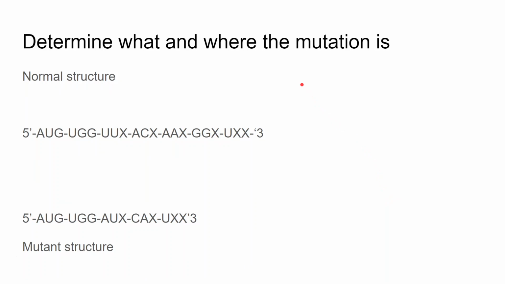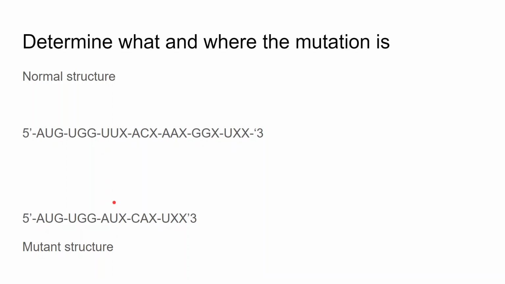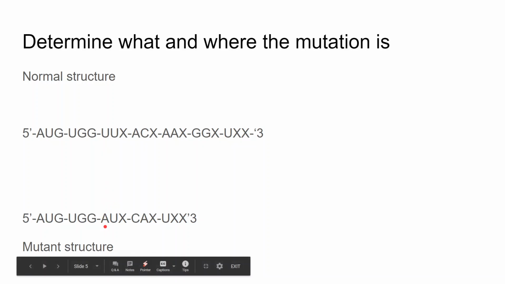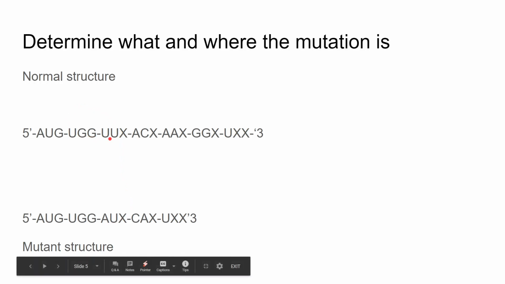Next, we need to determine what and where the mutation occurs. In the normal structure, we have AUG and UGG, which also occur in the mutant structure, AUG and UGG, so we know that the mutation would occur immediately afterwards. Looking at the mutant structure, we can see that there's an A base that's been inserted into the structure, but does not seem to appear within the normal structure.